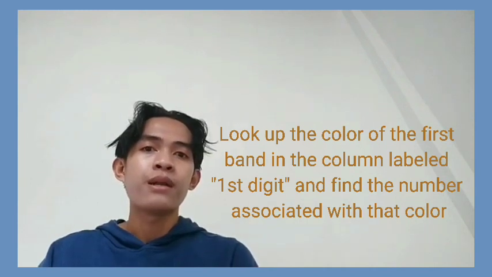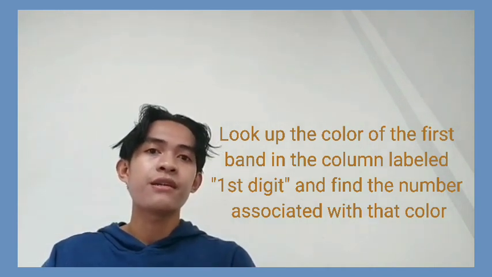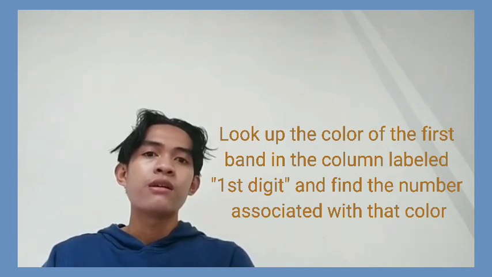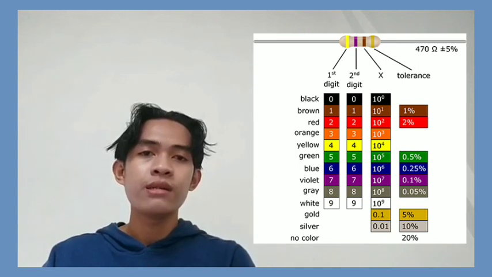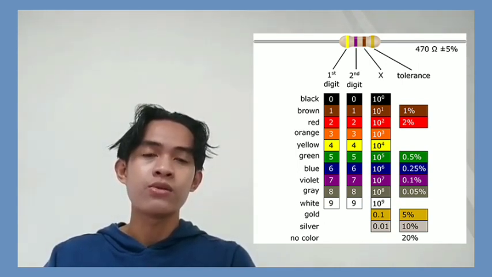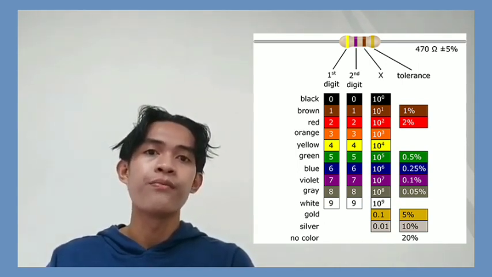For the second step, look up the color of the first band in the column labeled first digit and find the number associated with that color. This number is the first digit of the resistance. In the resistor shown in this figure, the first band is yellow, so the first digit is 4.